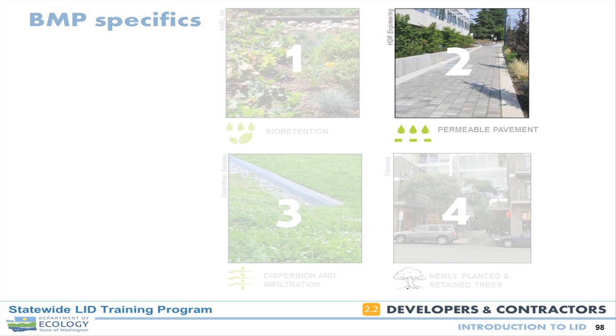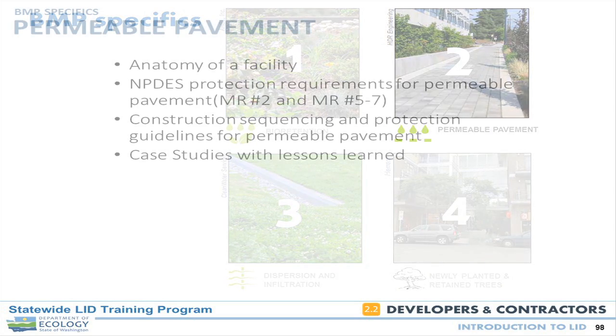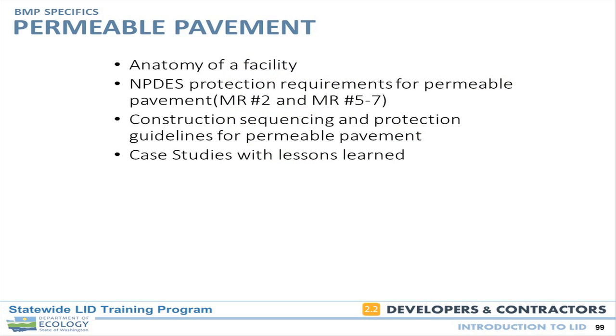We're going to do a quick run through permeable pavement. We're going to cover the anatomy of each of the facilities in general. We're going to talk about how these permeable pavements meet minimum requirements 2 and 5 through 7. So erosion control, your SWPPP, and also your on-site flow control and treatment can all be met by pervious pavement.